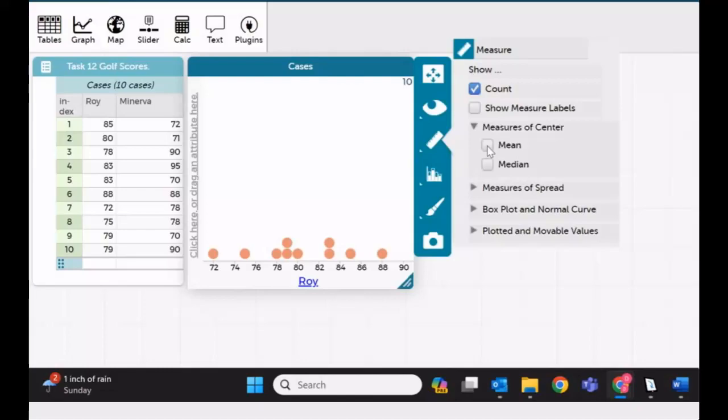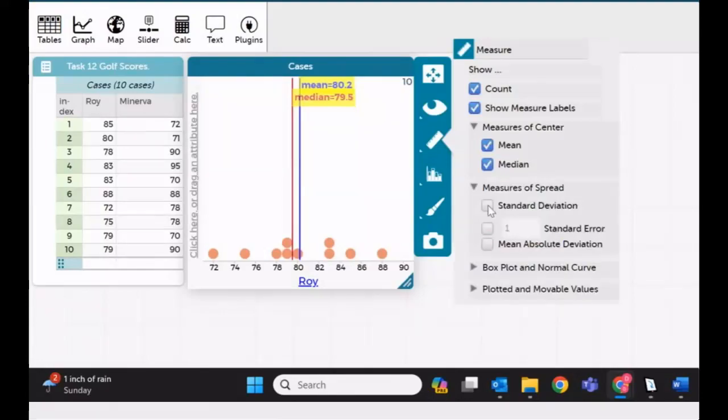Maybe I want to know the mean, like what's his average of all those 10 golf scores? And it's right there, but it doesn't show me, so I select show the measure labels. Now it shows up. Maybe I want to have the median. The median represents what again? The middle amount. So of all of his golf scores, 79.5 is the middle.